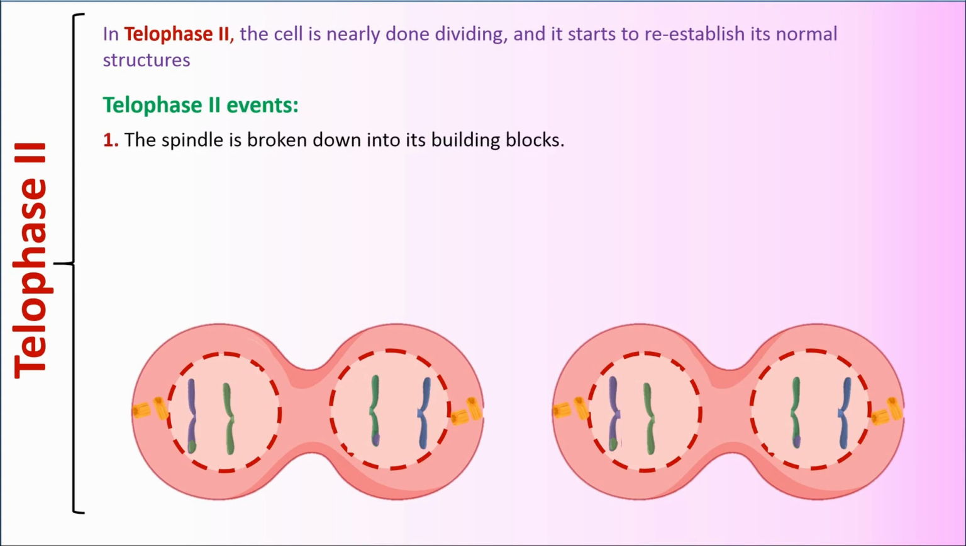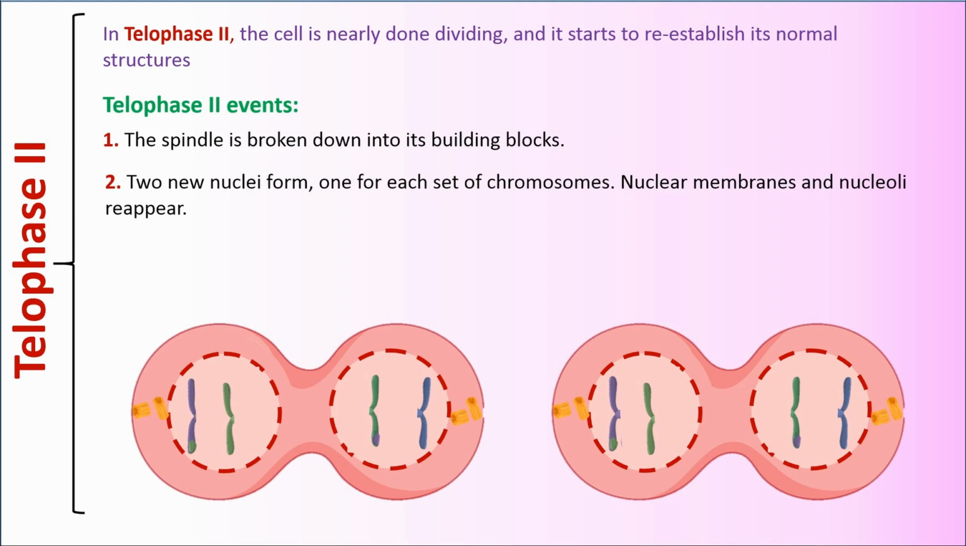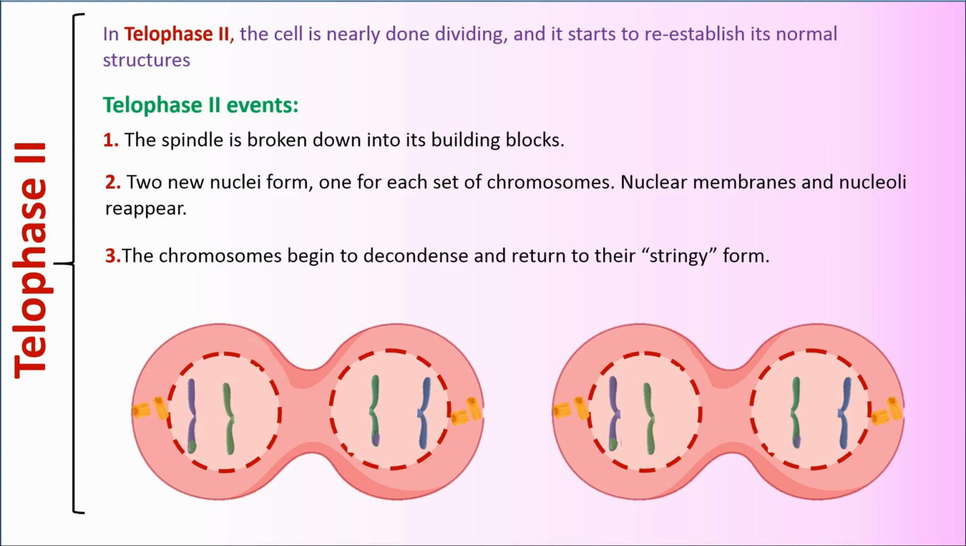Telophase II events. Number 1. The spindle is broken down into its building blocks. Number 2. Two new nuclei form, one for each set of chromosomes. Nuclear membranes and nucleoli reappear. Number 3. The chromosomes begin to decondense and return to their stringy form.